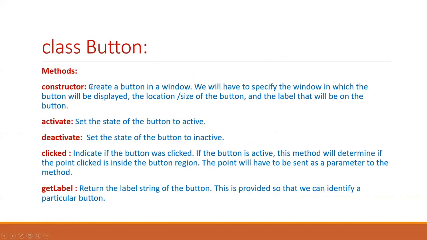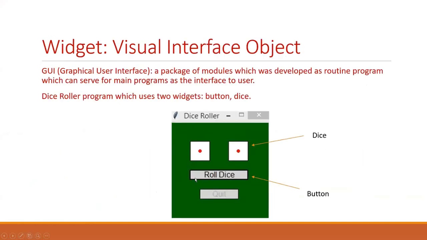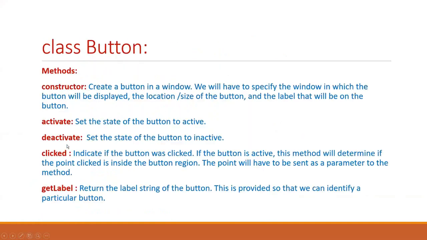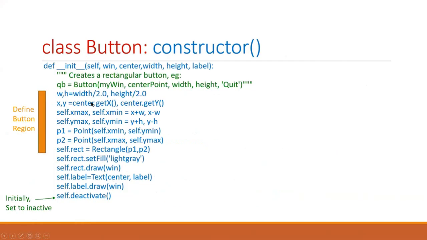Okay, so button is a constructor that you can use to create a button in a window, and then you can activate or deactivate the button. Once activated, the button is in solid color. Deactivated is gray, not in solid color, so it is not useful. You can only click on an activated button. Then there are click, get label, and different functions.